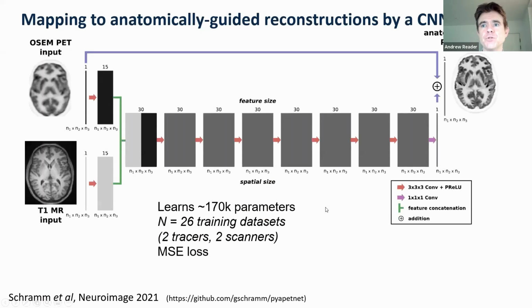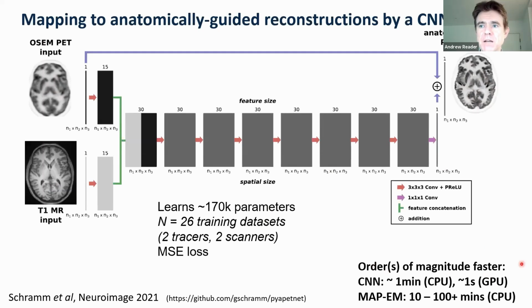And importantly also to note, what they do is learn not how to map from that to that directly, but they learn the residual image. In other words, learn what is the thing that you need to add on to the OSEM image to get to the anatomically guided reconstruction. So obviously it's massively faster, maybe a second on GPU compared to proper MapEM reconstruction from first principles.